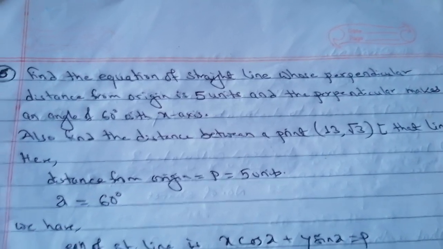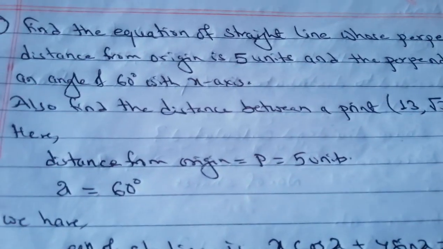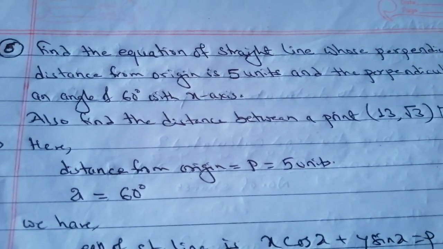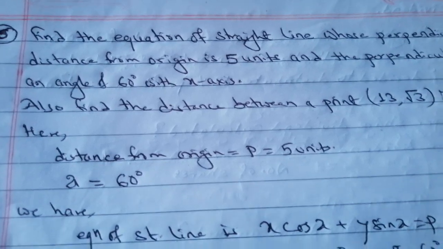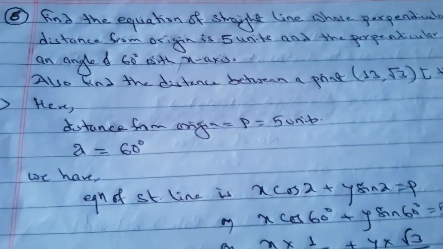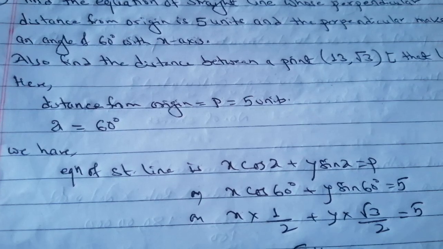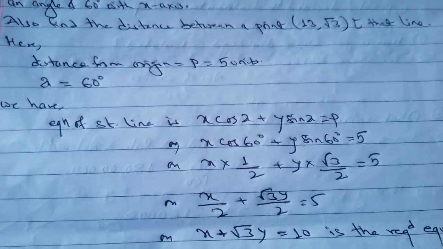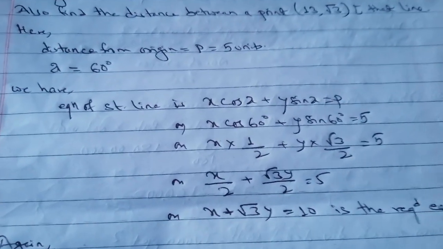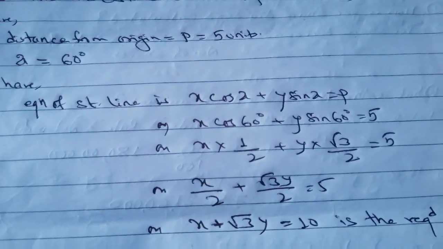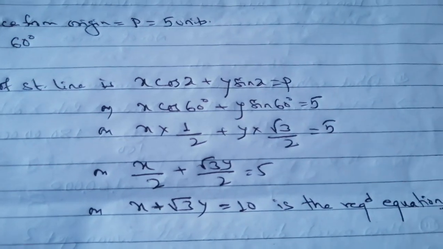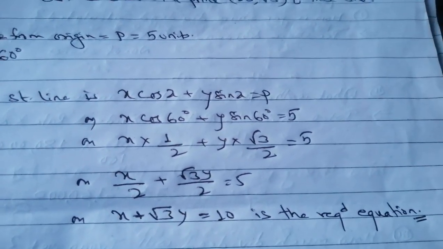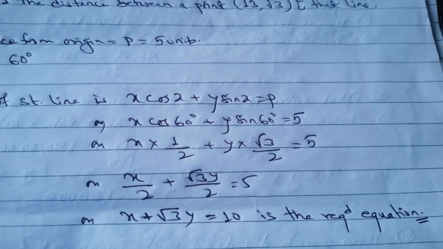So distance from the origin, we denote it as p, 5 units, and angle made by the perpendicular with x-axis, that is α, is equal to 60°. So this straight line in perpendicular form is x cos α + y sin α = p. Replacing α as 60° and p as 5, we get the equation of straight line as x + √3y = 10. This is the equation of straight line.